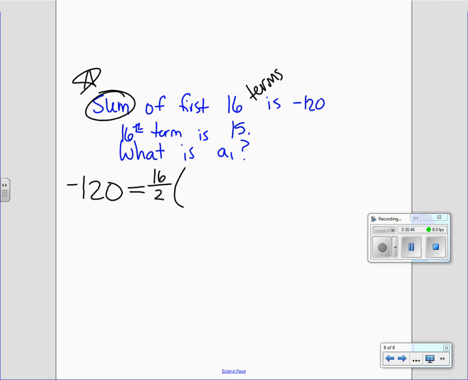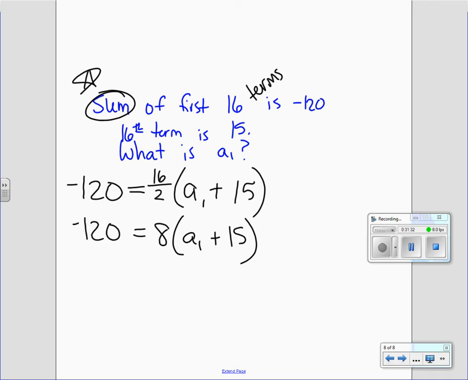Do I know A1? No. So I don't know A1. Do I know A sub N? It's 15, because remember this is the last one. Well, there's 16 of them, and what's the 16th term? 15. Okay. All right. I have one letter, so I can solve this, but I have to do some different steps than I did before. What do you think is the easiest thing to do first? Divide. What's 16 divided by 2? Okay, I think that's the easiest thing to do first.